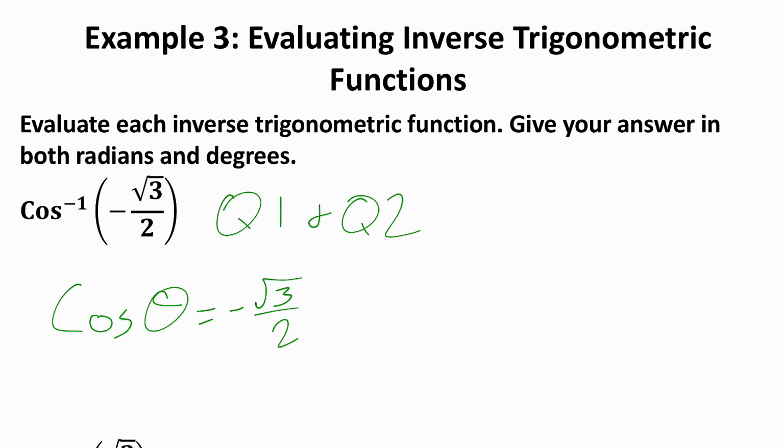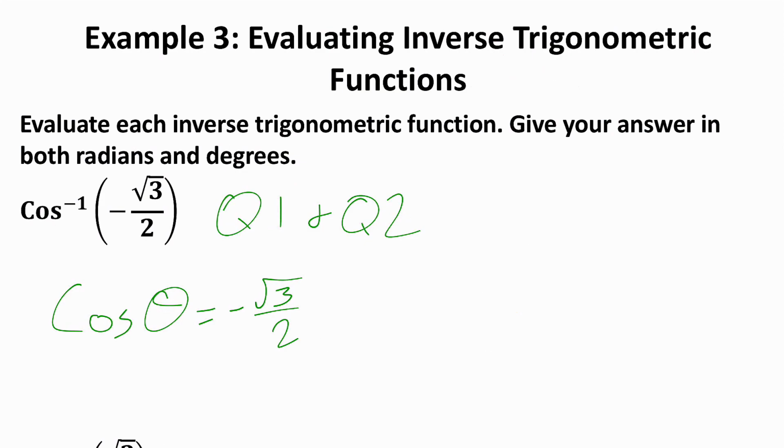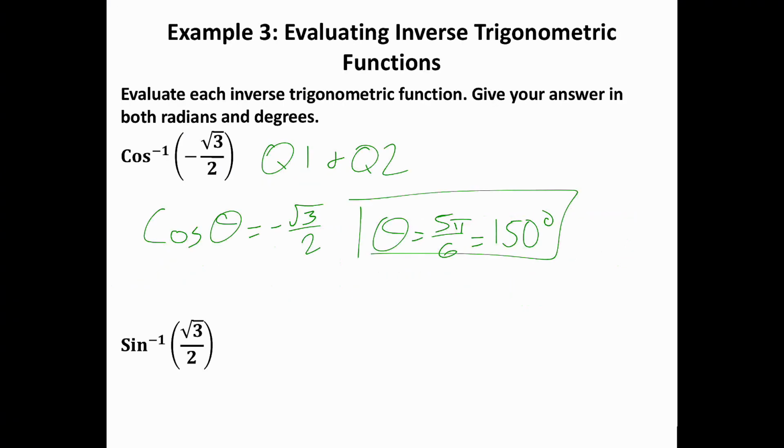So let's go to the unit circle. We're looking in quadrants 1 and 2, just the top two quadrants here. Let me erase some of these stray marks that I have left over. In quadrants 1 and 2, we're looking for where cosine is equal to negative square root of 3 over 2. Looking over here in quadrant 2, we found a cosine equal to negative square root of 3 over 2. In radians, we got 5 pi over 6 and 150 degrees. So our two answers: theta equals 5 pi over 6, equals 150 degrees. I'd like you to pause the video and try the second one out on your own: the inverse sine of square root of 3 over 2.